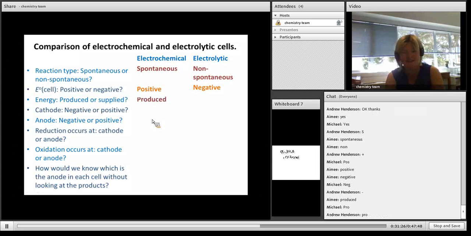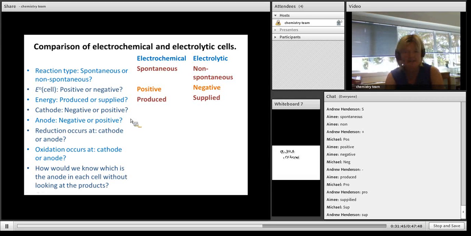Okay, so energy, is energy being produced or supplied for the electrochemical? Produced, well done. And for the electrolytic? It has to be supplied, correct. Now these are all the points you have to say in the task. You're not going to get it at a table like this. It's a report, so you've got to write it out. But these are the points you've got to cover.